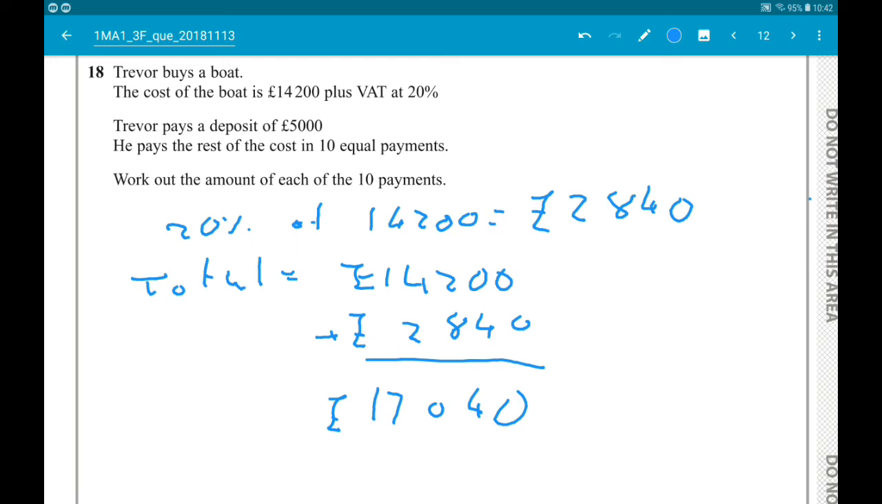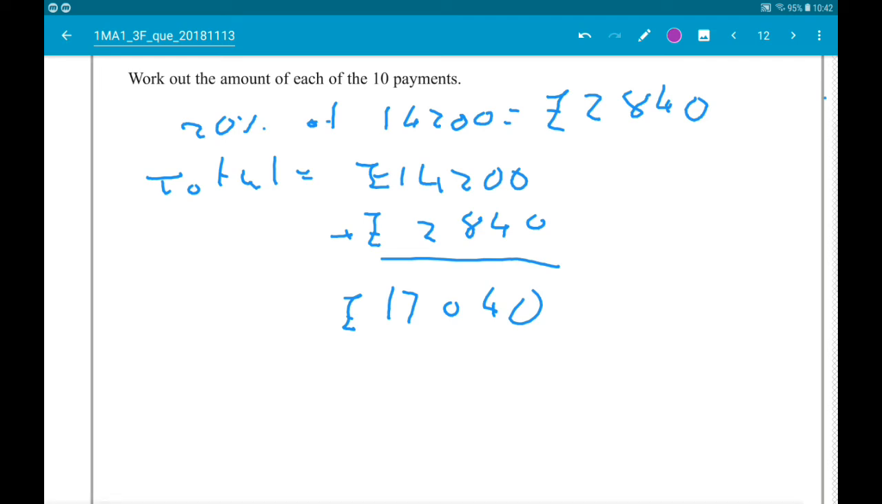Okay, so Trevor pays a deposit of £5,000. He pays the rest of the cost in 10 equal payments. Work out the amount of each of the 10 payments. Okay. So, we're now going to take off the deposit. So, 17,040 minus £5,000 is 12,040.